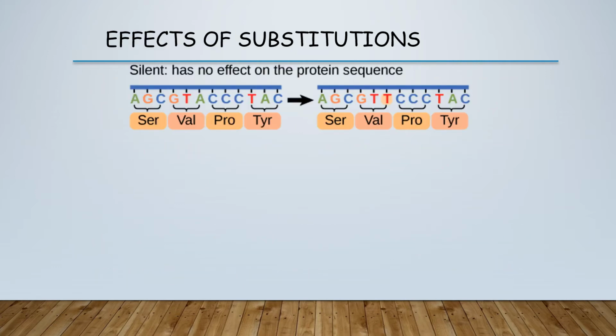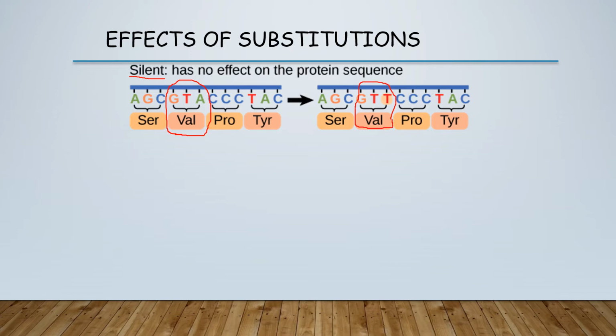So three effects of substitution mutations here. Our first one is referred to as silent. It has no effect on the protein sequence. As you can see, we've got a DNA string and then 4 amino acids. Obviously a very shortened sequence here, but it shows you exactly what we need to see. In our second codon, we've got GTA, which codes for valine. And after a substitution mutation, we end up with GTT, but it also codes for valine.